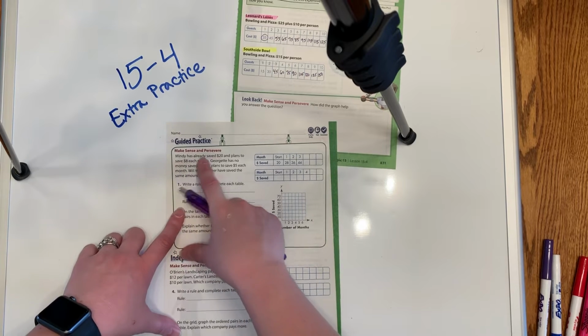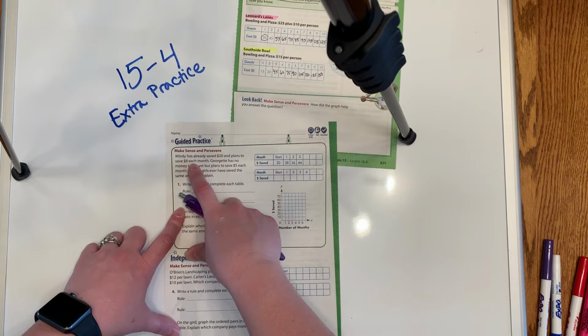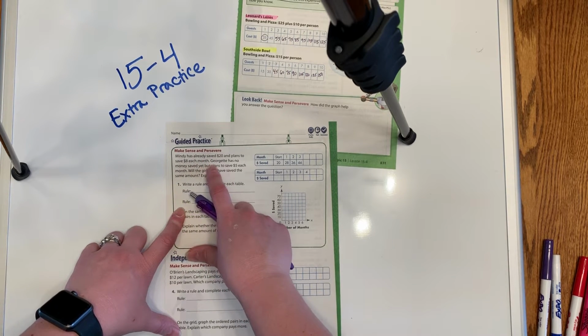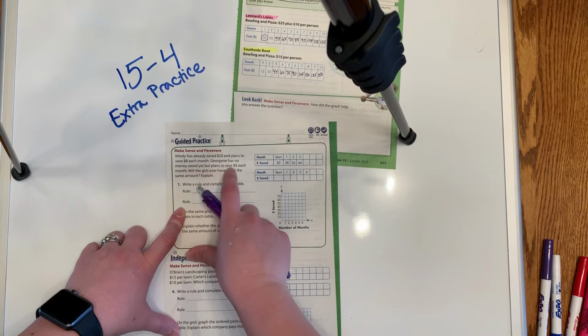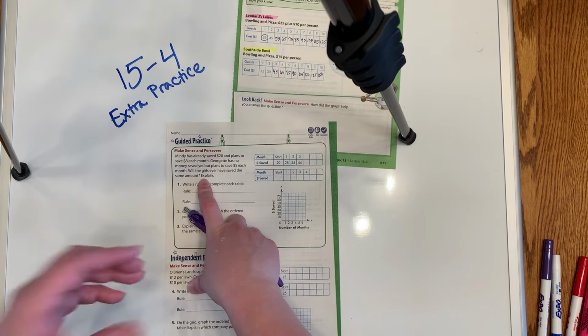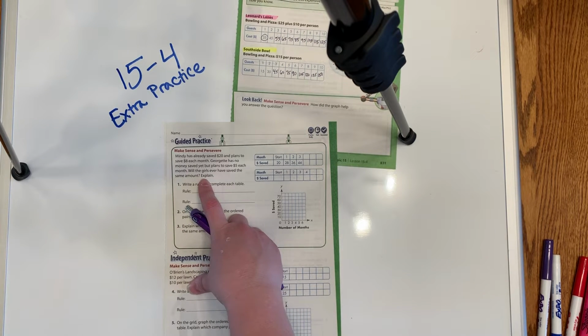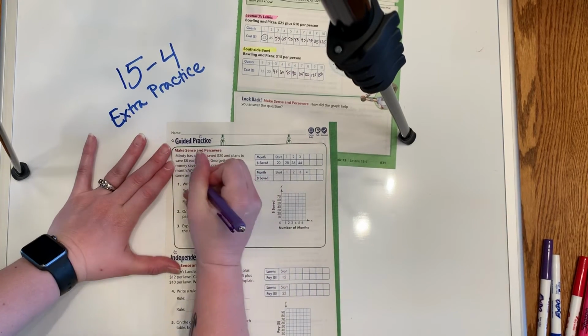This one says, Mindy has already saved $20 and plans to save $8 each month. Georgette has no money saved, but plans to save $5 each month. Will the girls ever have saved the same amount? Explain. And if we were in class together, boys and girls, I would ask you right now, are they ever going to have the same amount saved?